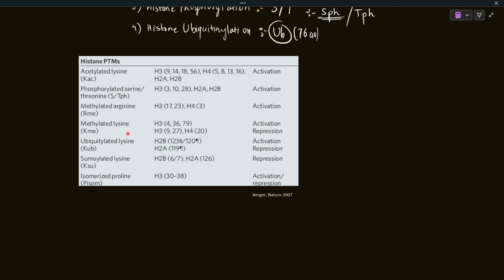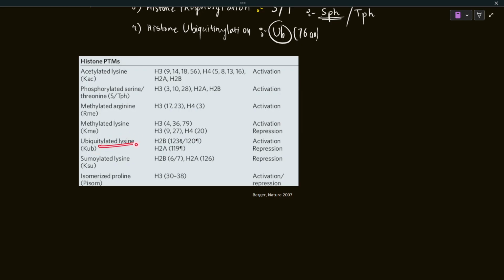Another is ubiquitinylation. It is also done only on lysine residues. You can see that most of the modification marks are done on the lysine residue. There are a few which are done on arginine, serine, or threonine. Arginine methylation is done, and serine and threonine phosphorylation is done. The rest of them are on the lysine.